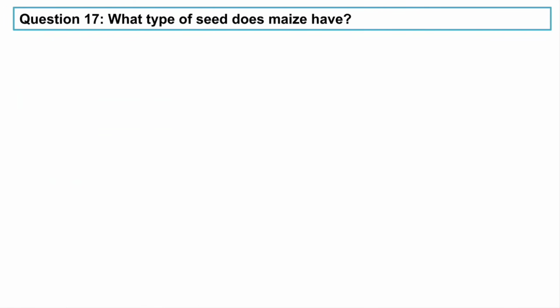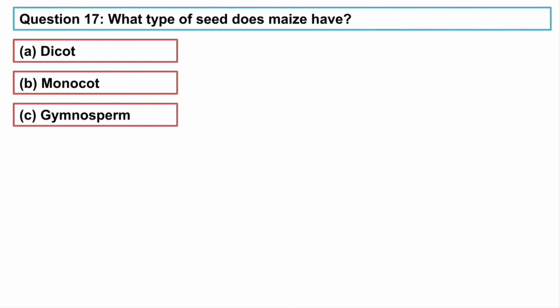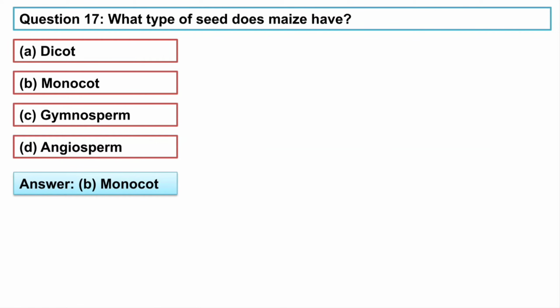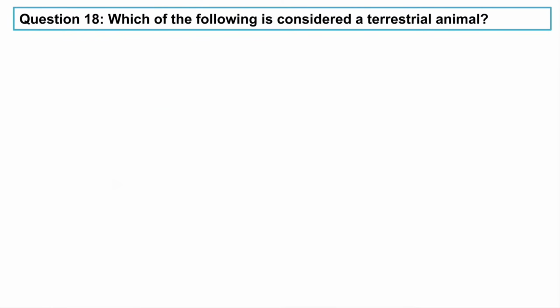Okay. What type of seed does maize have? So what type of seed does it have? Dicot, monocot, gymnosperm, or angiosperm. So the correct answer is monocot. Okay, maize is equal to monocot. Why? Because it has only one cotyledon. We cannot divide the maize into two cotyledons. Okay, it has only one cotyledon.